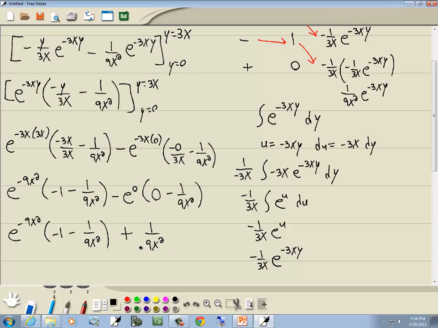Now it doesn't really benefit us to combine these at this point. Because if I try to combine these, this one we can't combine here because it has e to the negative 9x squared with it. But that'd be our answer.